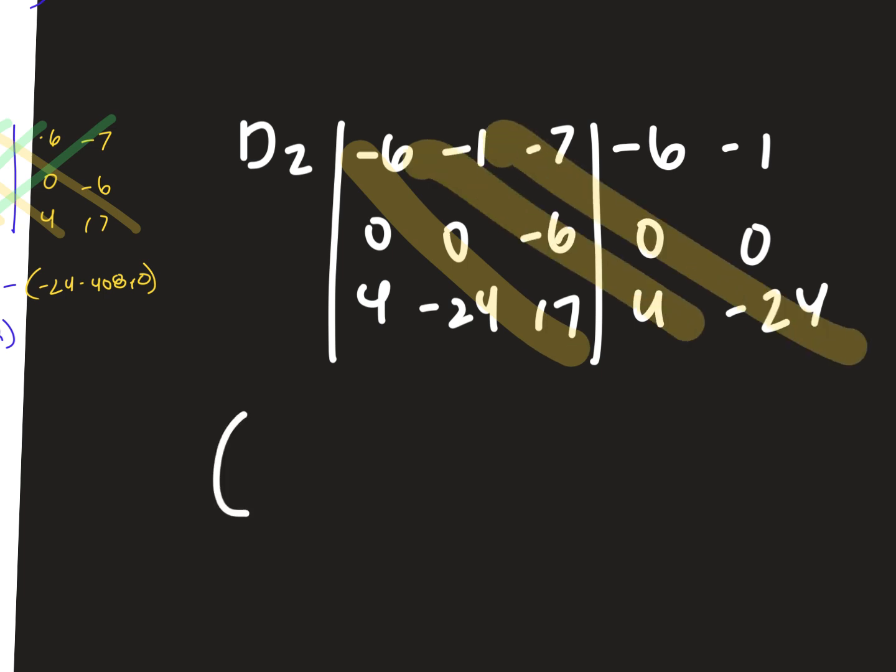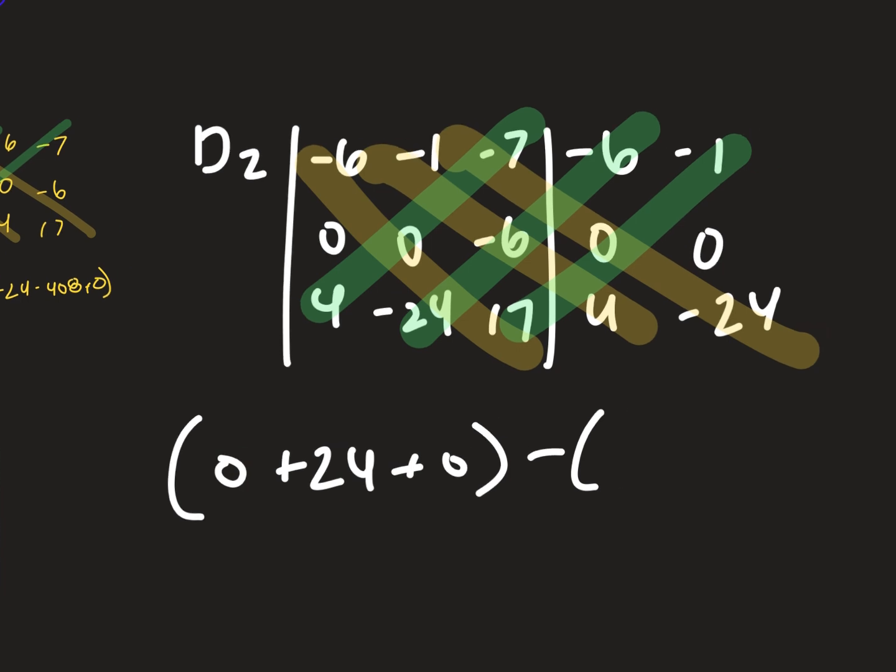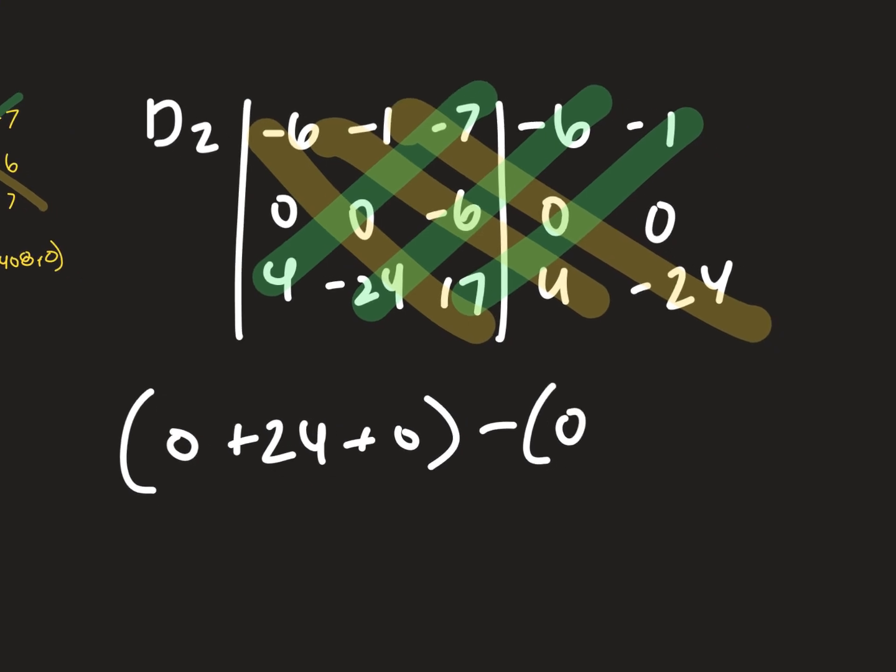What's negative 6 times 0 times 17? Oh, 0. What's negative 1 times negative 6 times 4? Yep. And then what's negative 7 times 0 times negative 24? Perfect. Minus. Now we go the other way. Boom, boom, boom. What's 4 times 0 times negative 7? 0. What's negative 24 times negative 6 times negative 6? Perfect. And then what's 17 times 0 times negative 1?